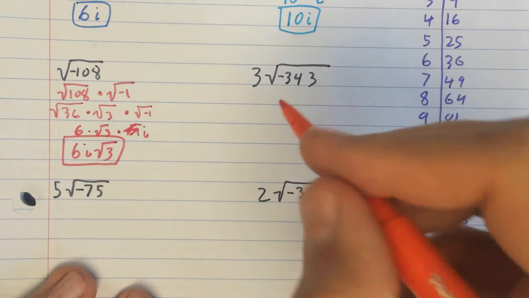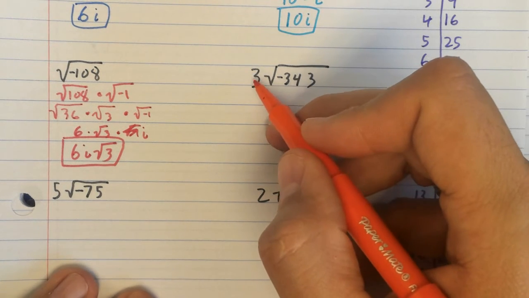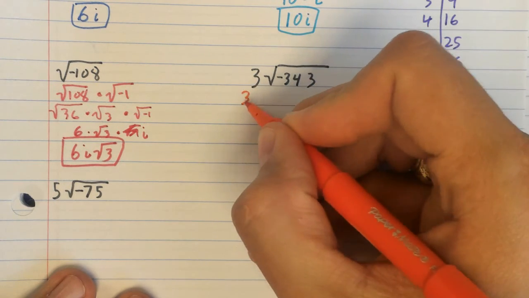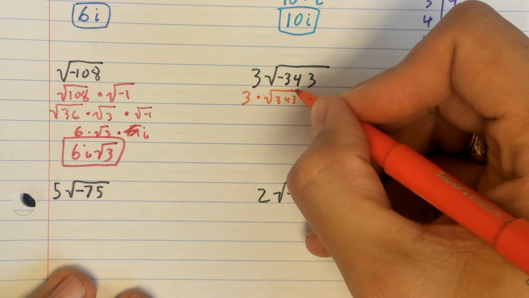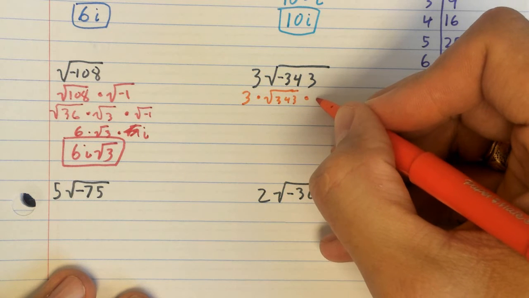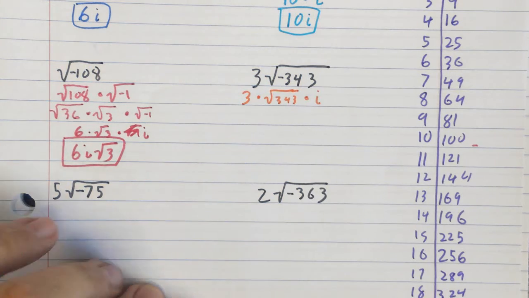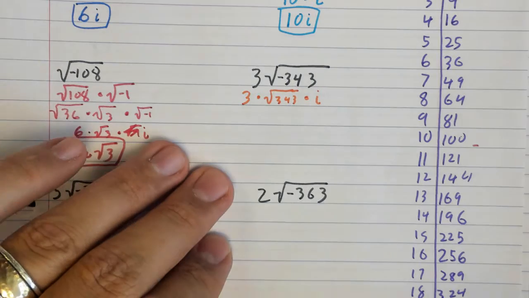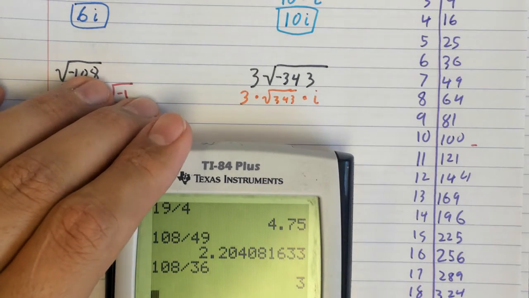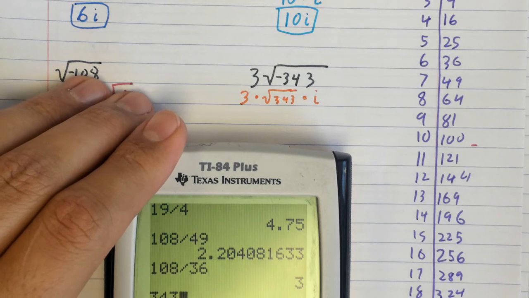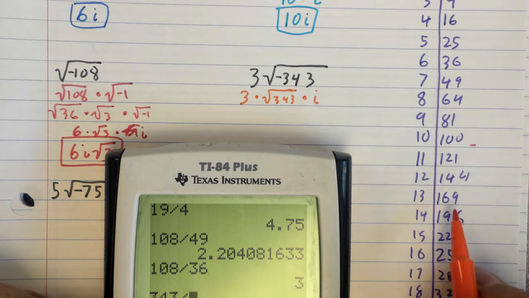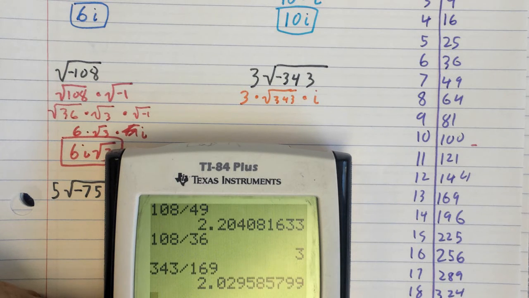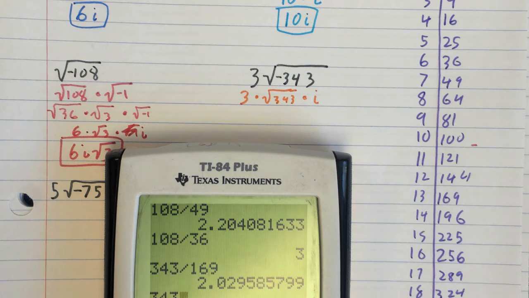Try the next one. This one has a number we're multiplying in front. We're just going to say 3 times the square root of 343 times, and let's just go ahead and give it that i. Take that negative out. 343, let's see where that falls. It's not a perfect square, so let's go about halfway. Call it 169, see if that works. That does not. 144 shouldn't work.